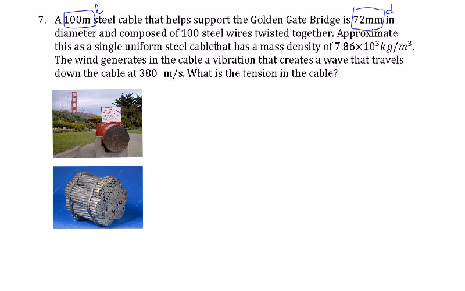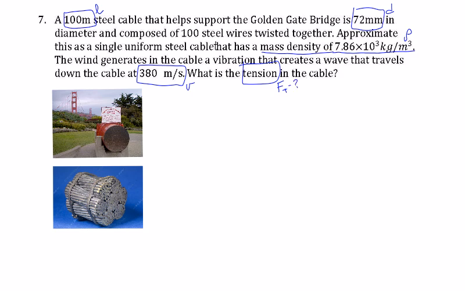Approximate this as a single uniform steel cable that has a mass density of 7.86 times 10 to the 3 kilograms per cubic meter. So this is the raw density, mass density. The wind generates in the cable a vibration that creates a wave that travels down the cable at 380 meters per second. So this is the speed of the wave. What is the tension in the cable? So it's asking us to find the force of tension.